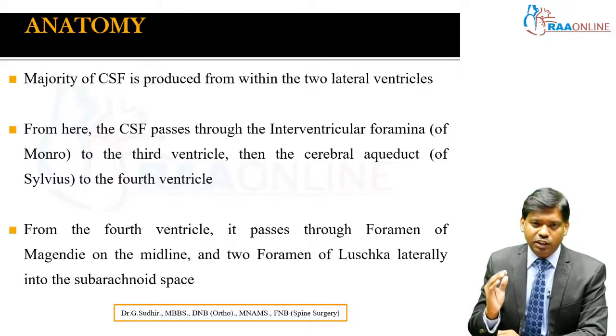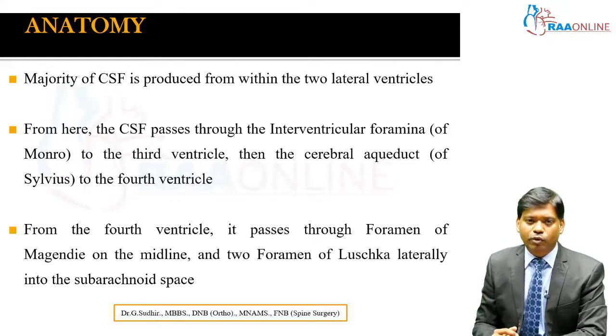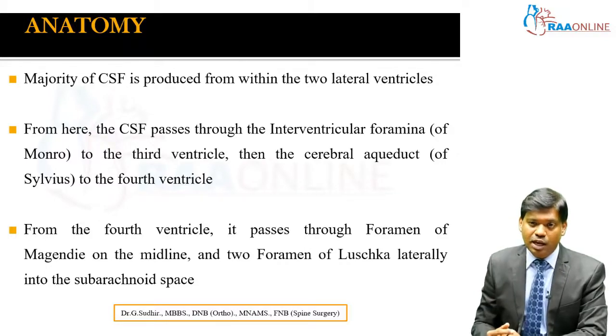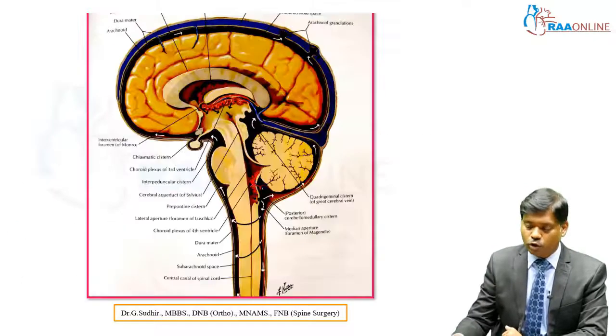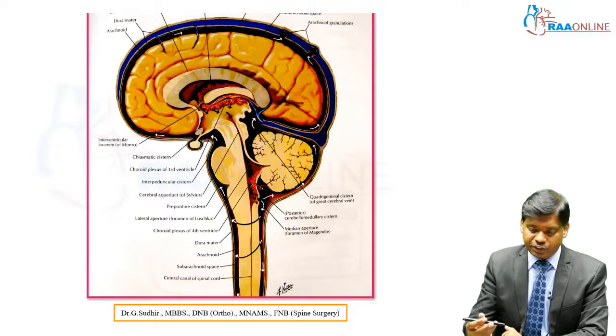From here, the CSF passes through the interventricular foramen of Monro to the third ventricle and then the cerebral aqueduct of Sylvius to the fourth ventricle. From the fourth ventricle, it passes through the foramen of Magendie on the midline and through two foramina of Luschka laterally into the subarachnoid space. You can clearly see here.